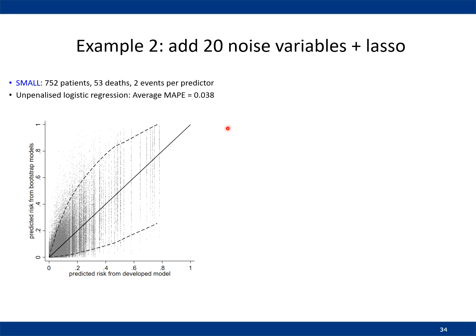Now let's have a look at a situation with, again, a small data set: 752 participants, 53 deaths. But I'm going to look at the 7 predictors plus 20 noise variables, so 20 extra predictors that are actually not predictive at all. And therefore I've got about 2 events per predictor now.